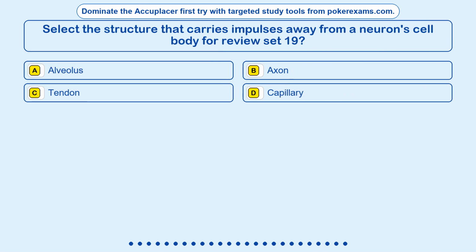Question 24. Select the structure that carries impulses away from a neuron cell body for review set 19. Option A, alveolus. Option B, axon. Option C, tendon. Option D, capillary.